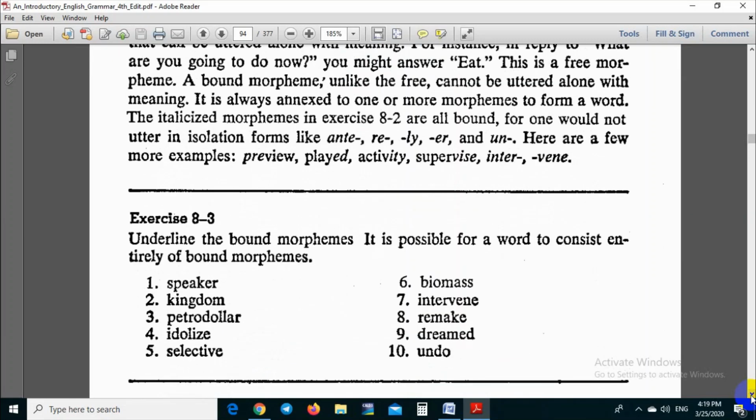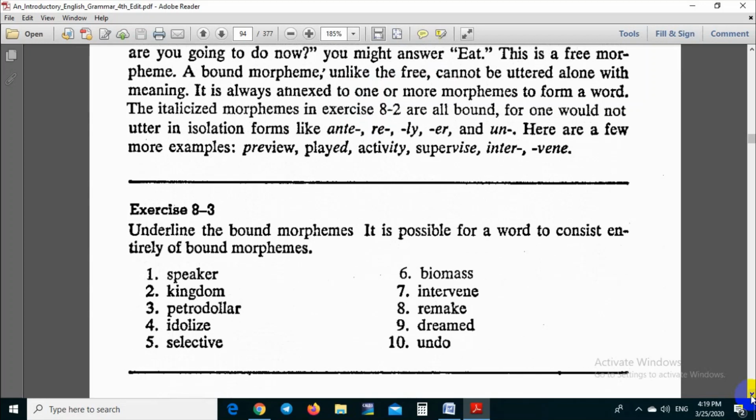Exercise 8.3: underline the bound morphemes. It is possible for a word to consist entirely of bound morphemes. So here you need to know the bound morphemes of each word in the exercise. Let's take one or two examples. Speaker: here speak is the free morpheme, while the er is the bound morpheme. Kingdom: king is the free morpheme, while dom is the bound morpheme. Selective, for example: select is the free morpheme, while ive is the bound morpheme, and so on.